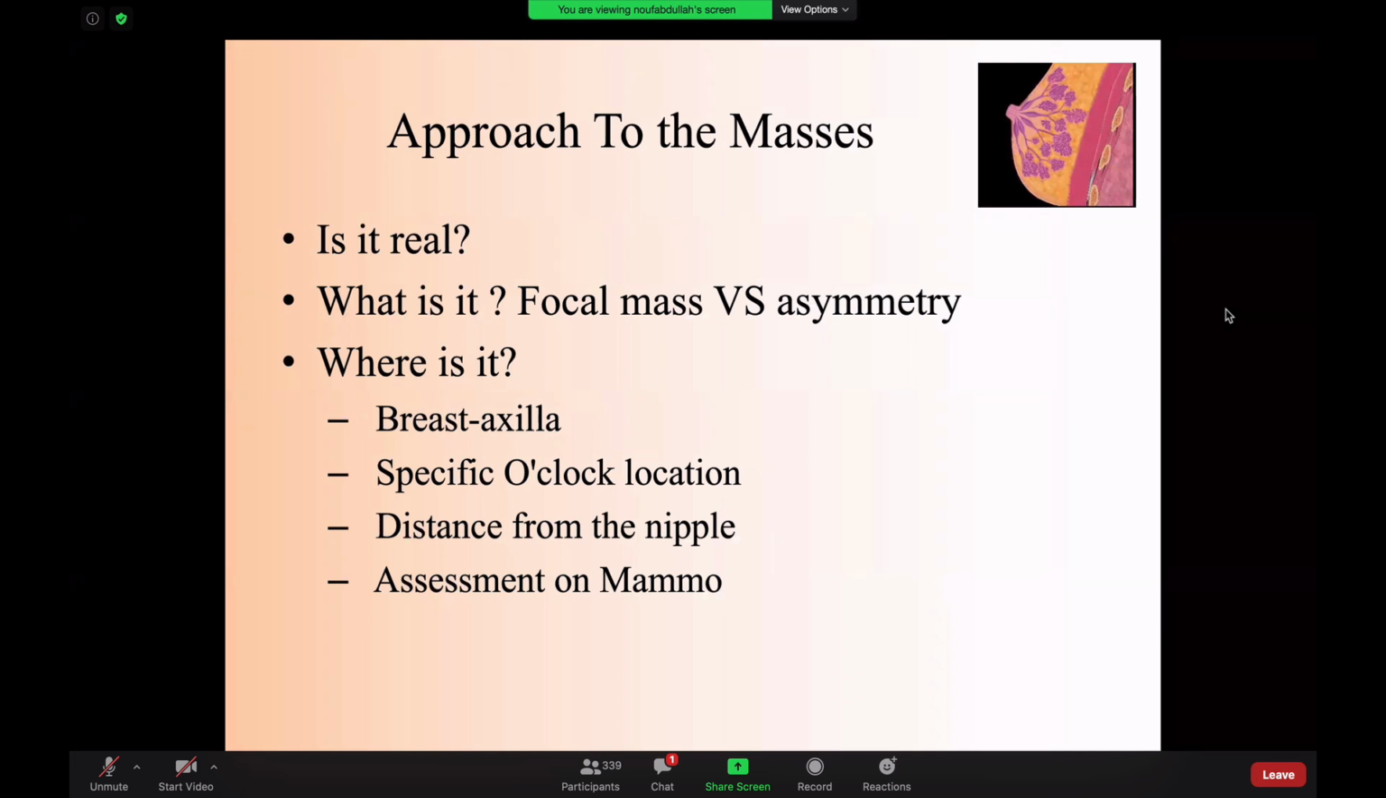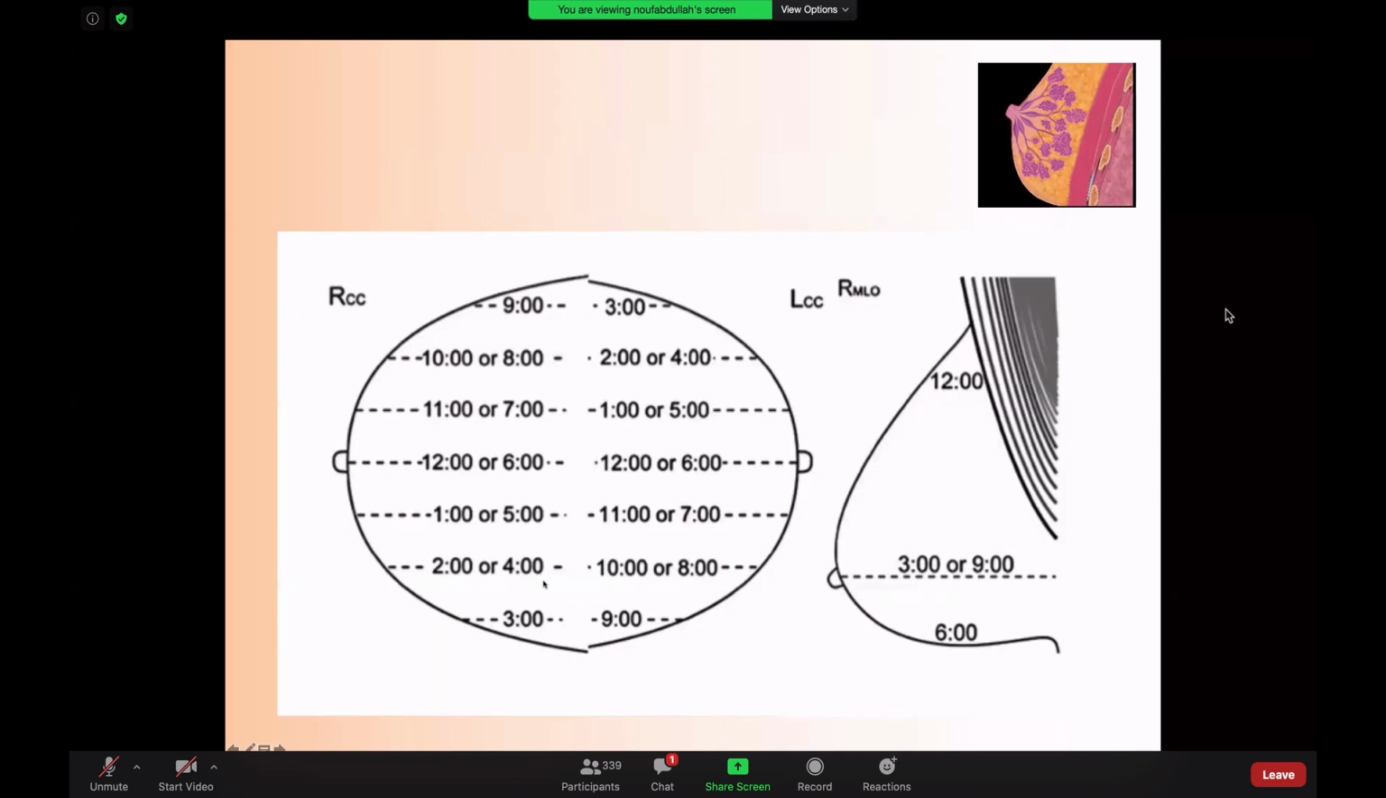So generally speaking, whenever you're looking at a mass on a mammogram, your first question is, I want to be sure that I'm dealing with a mass. Am I dealing with a focal mass or an asymmetry? And then you will talk about what is the exact location of this lesion. Why? Because when I take that patient to ultrasound, I need to know, is it a breast lesion or an axillary lesion? And then I want to know exactly what is the specific clock location of that lesion, how far that lesion is from the nipple, and then you will do your assessment based on the mammogram finding.